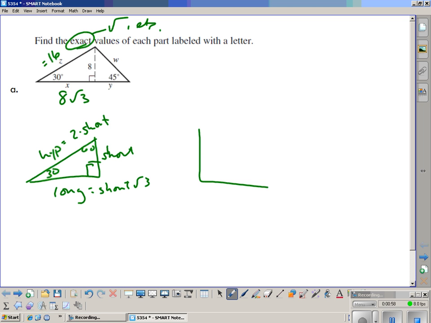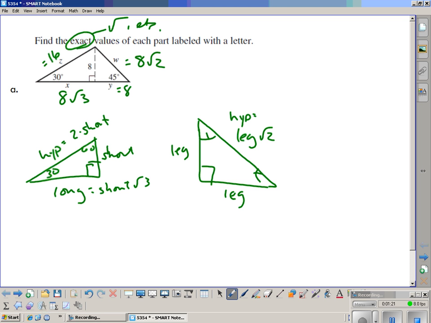On a 45, 45, 90 triangle, two things are equal there. You get 90 here. The two legs are going to be congruent because you've got an isosceles triangle. And then this is going to be your hypotenuse. It's going to equal leg times √2. So since your leg is equal to 8, your other leg is going to equal 8. And W is going to equal 8 √2. So again, very much a problem that you guys would have done last year.